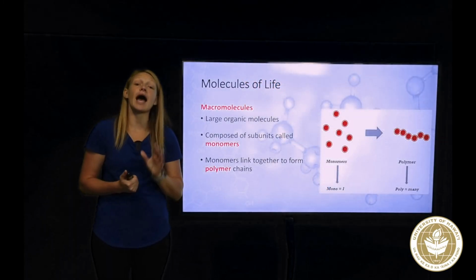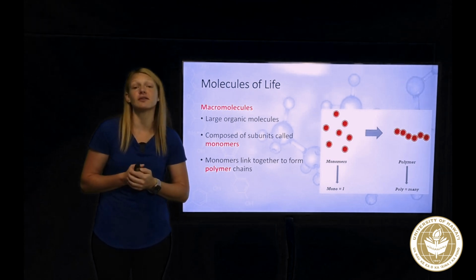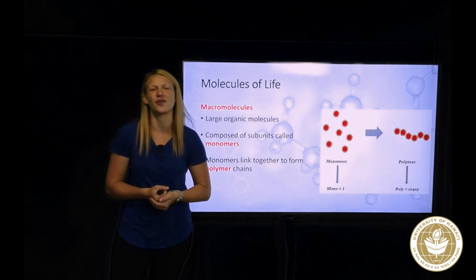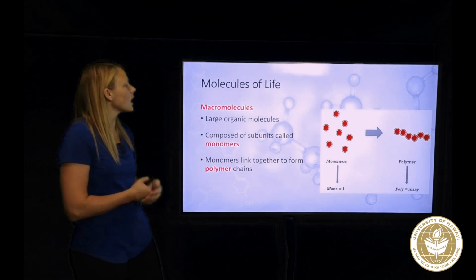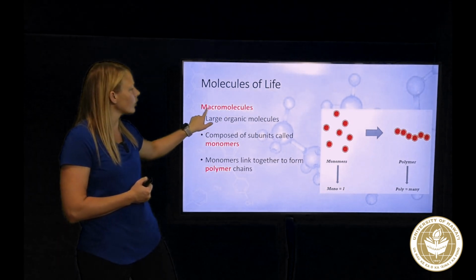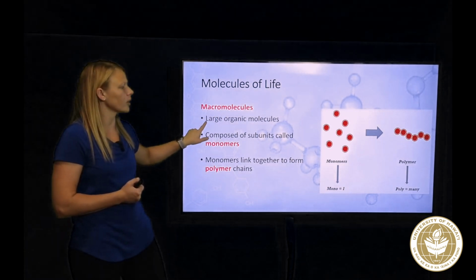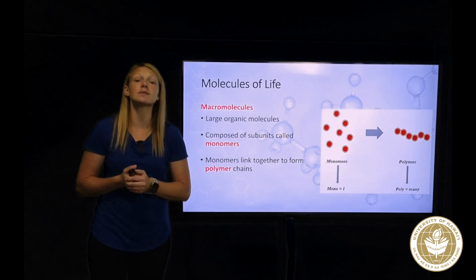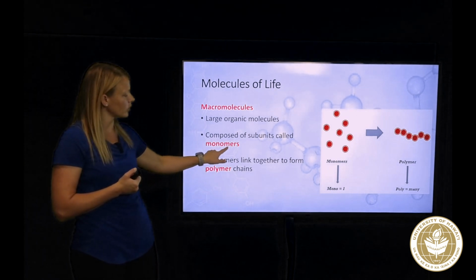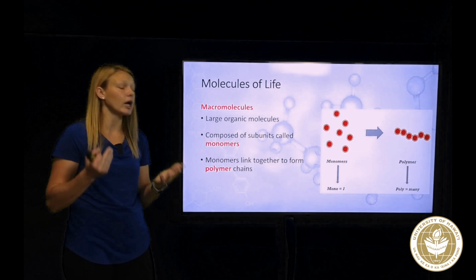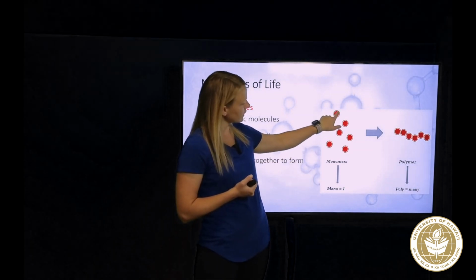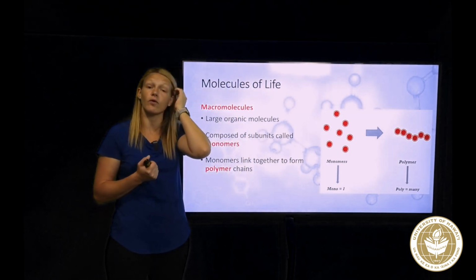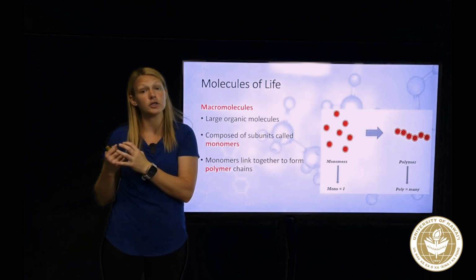Before we actually look at the 4 different molecules of life, I wanted to kind of introduce a couple terms that you're going to hear when we talk about those 4 molecules of life. So your book talks about your macromolecules. Macro means large, so macromolecules are just large organic molecules. And they are composed of small subunits known as monomers. Mono means 1, so a monomer is just each one of these dots, right? Those are your monomers. And we'll talk about, in regards to the four macromolecules, different monomers of that.